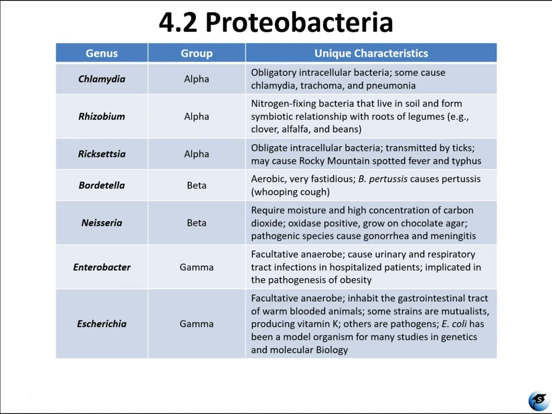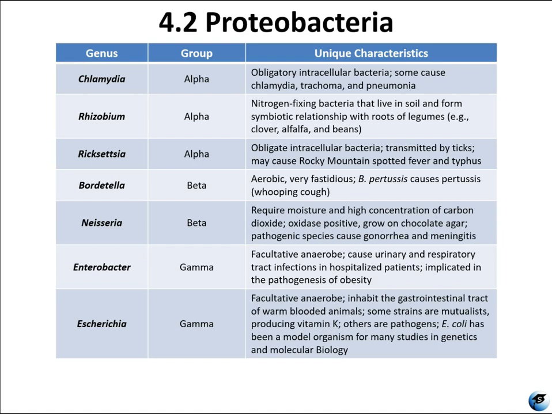Next we have Rickettsia. This is an alpha proteobacteria that is associated with Rocky Mountain spotted fever and typhus. It is transmitted by ticks. Bordetella, you guys have heard of this one. It is a beta proteobacteria. It's very fastidious. It is responsible for causing pertussis, whooping cough.